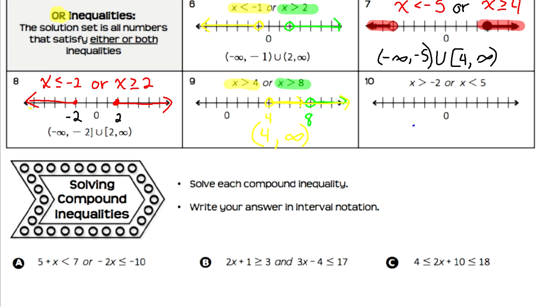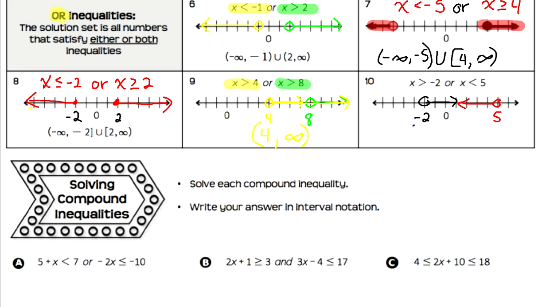All right, and then our last example of this, we have x is greater than -2. So here's -2, open dot, greater than, going to the right. And then we have x is less than 5. So 1, 2, 3, 4, 5 on my number line. Less than, so open dot, going to the left.